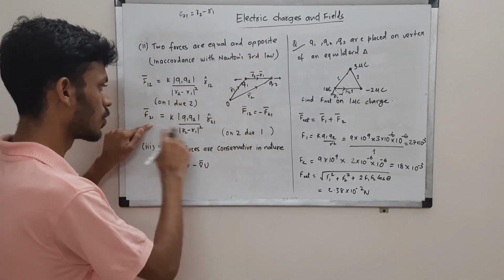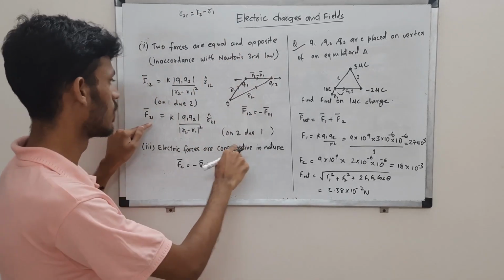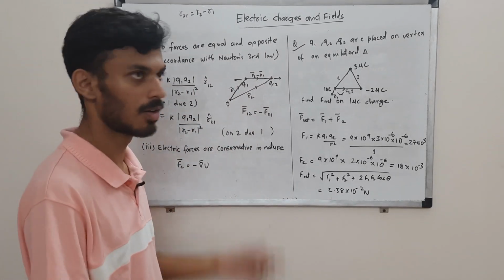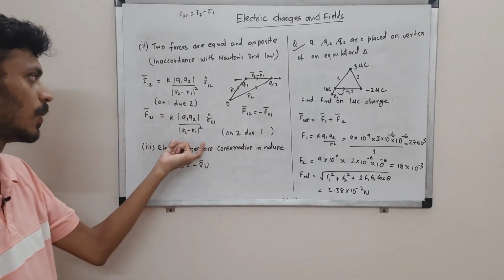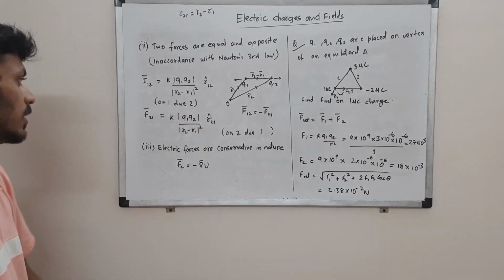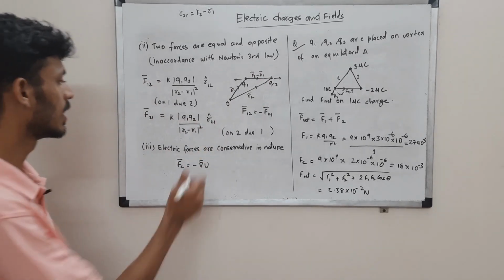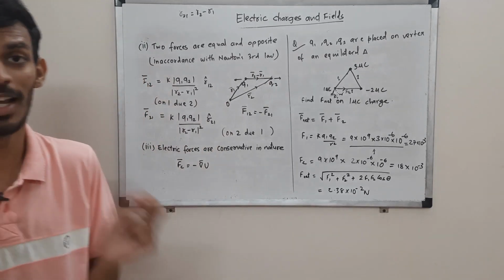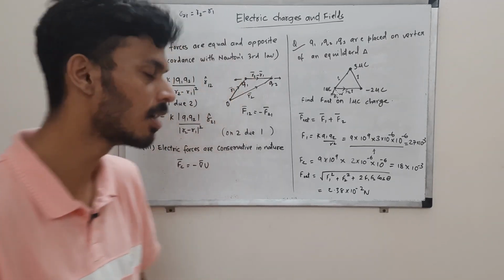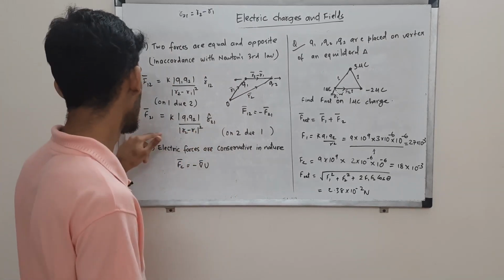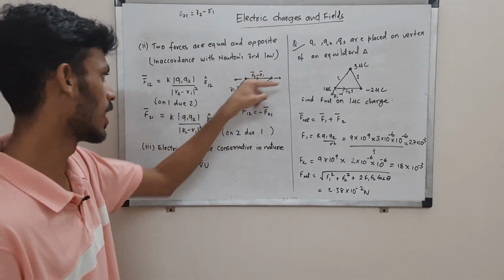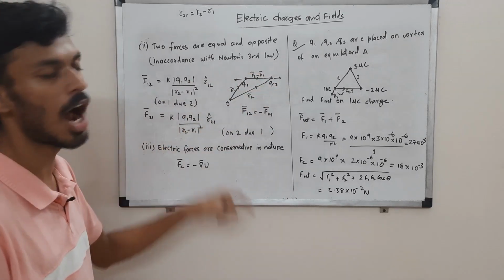So F21, force on the second due to the first. Similarly, by Coulomb's law, k times the product of the charges divided by the square of the distance between them. Here, this cap denotes a unit vector. So it will not affect the magnitude, it has unit magnitude, but it only shows the direction. If you see, this force is along r21, which is r2 minus r1.